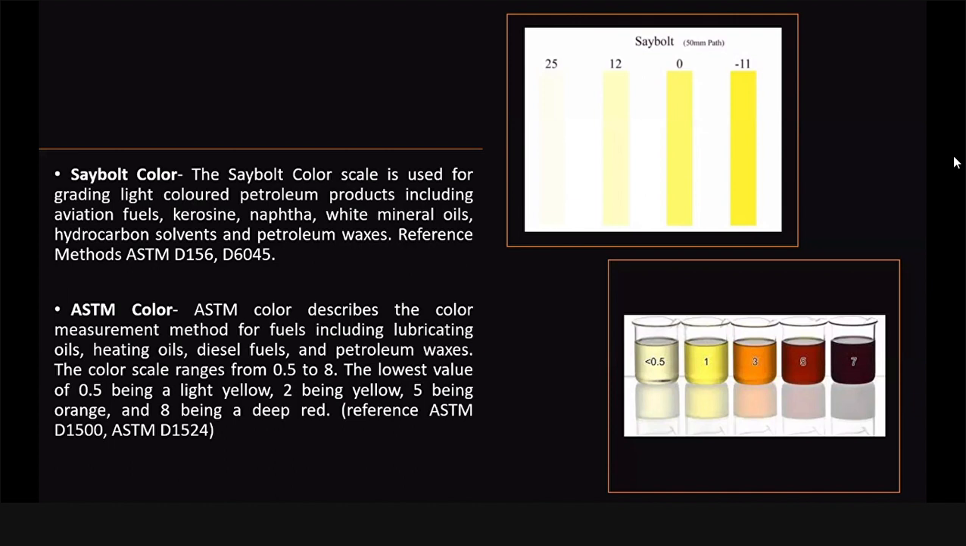And the Saybolt color refers to the standards ASTM D156 and D6045, and it has a scale from 30 to -16. So we can see here in our picture Saybolt color. If it is a 30 or more, almost clear and no chromatic contamination, and if it is going till -16, it is a slightly darker yellow color, which is a yellow chromatic tone.